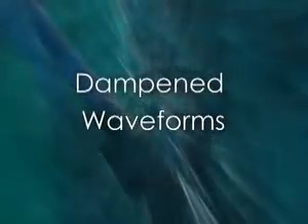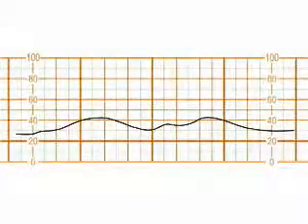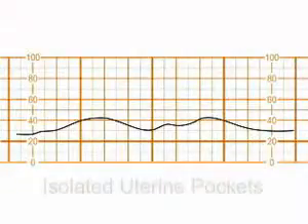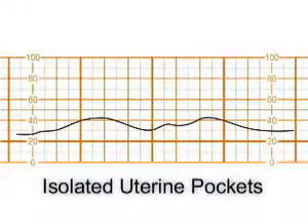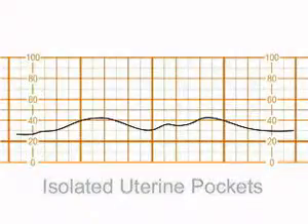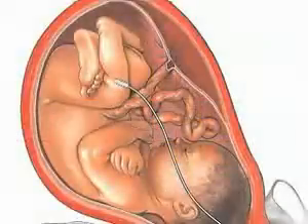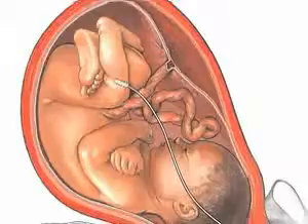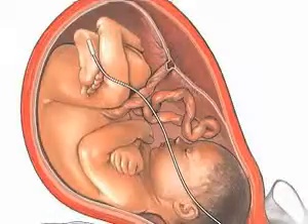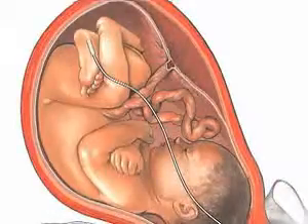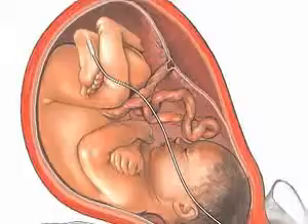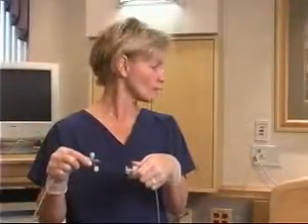Dampened waveforms are low-amplitude, poorly defined contraction readings that do not follow actual patient amniotic fluid pressures. They may be caused by isolated uterine pockets with little or no fluid pressure communications, or may be an indication of extraovular placement. For dampened waveforms when isolated uterine pockets are suspected and proper placement within the amniotic space has been confirmed by fluid flashback, advance or retract the catheter a few centimeters to try and find a pocket of amniotic fluid. If this does not correct the problem, disconnect the catheter from the cable.